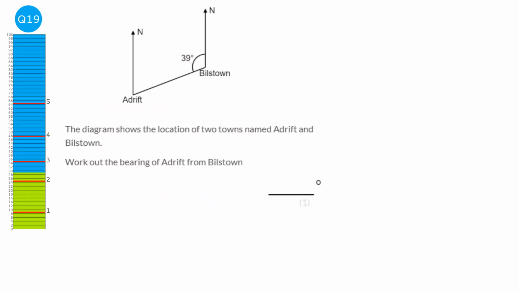The question asks us to find the bearing of Adrift from Billstown. So we're at Billstown and we're looking at the bearing of Adrift from it. So we're looking at this angle here, and so to find that angle, all we need to do is 360 degrees, which is angle at a point, and then take away the 39 degrees that we know, and that equals 321 degrees. And the reason why we find this angle is that all bearings are from north going clockwise. So the answer is 321.